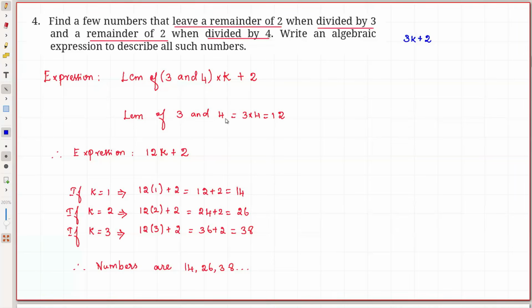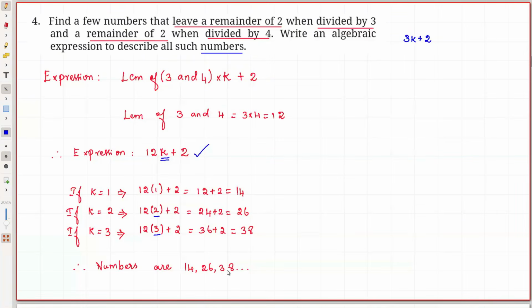Now the LCM of 3 and 4, 3 fours are 12. The expression will be 12k plus 2. This is the expression. Now first you can take k is equal to 1, we are getting 14. K is equal to 2, 26. K is equal to 3, 38. If you take any of these numbers and divide by 3, it will leave the remainder 2, and if you divide by 4, it will also leave the remainder 2.